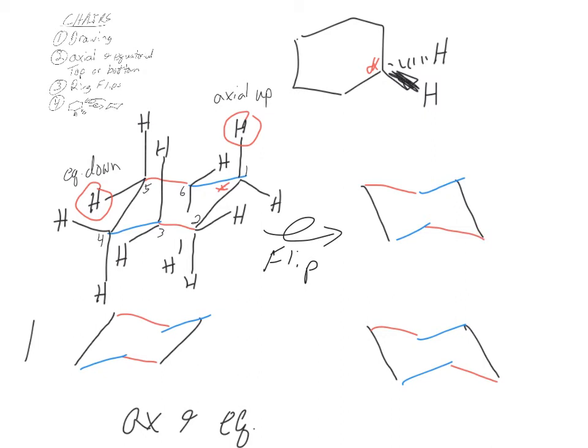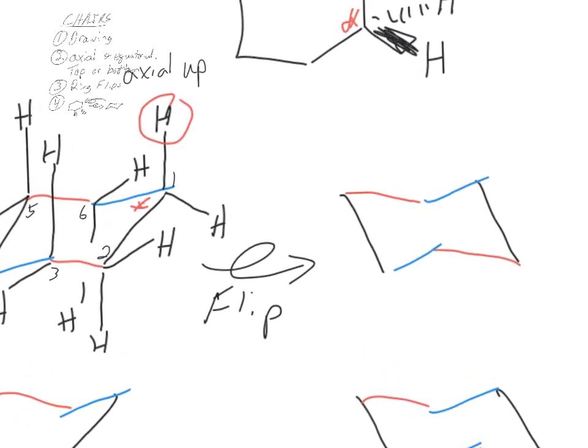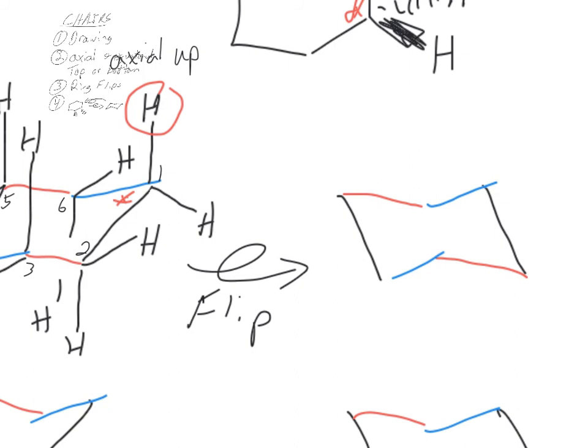Now it's the footrest where it was the head of the chair. Here's the footrest, carbon 4, and now it's the head. And you go ahead and number accordingly once you've figured those out. So carbon 1 then is here. This is 2, 3, 4 is the top of the chair now, 5, and 6.